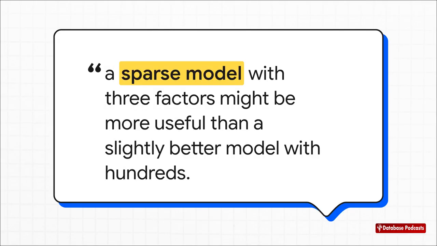And this really gets to the heart of why we do this. I mean, think about this quote. At the end of the day, our goal is usually to explain something. And a simple model with just 3 important factors that you can actually understand is often way more useful than some monster model with hundreds of factors that gets a slightly better score but is a complete black box. Regularization helps us find that simpler, more useful story.